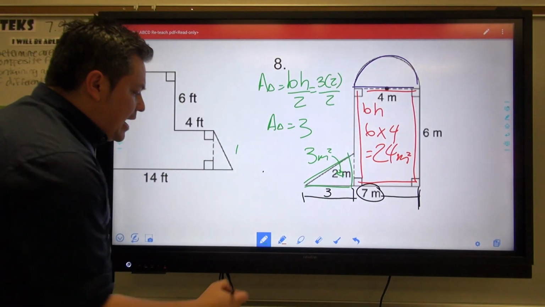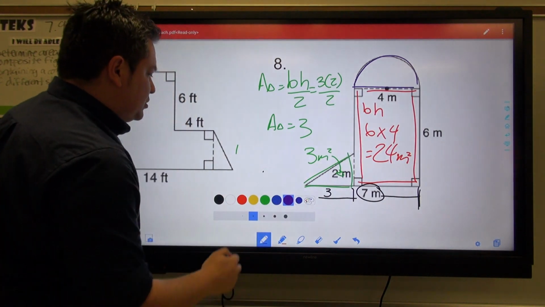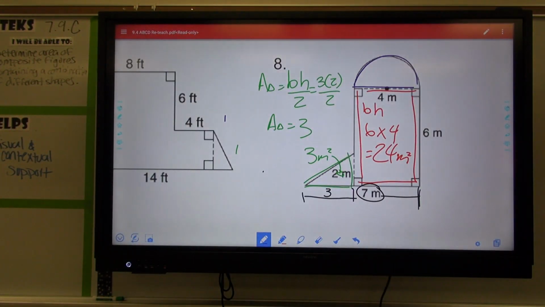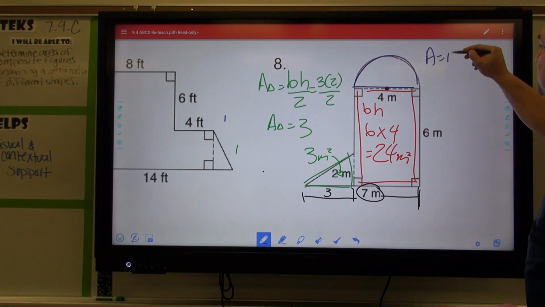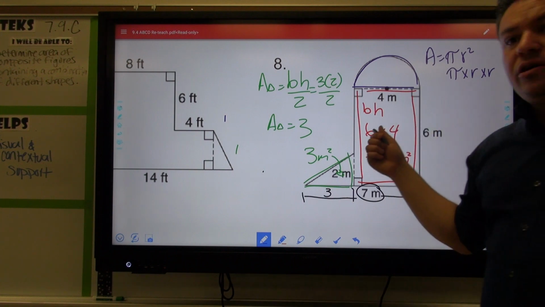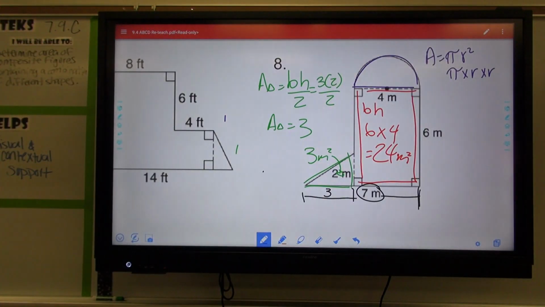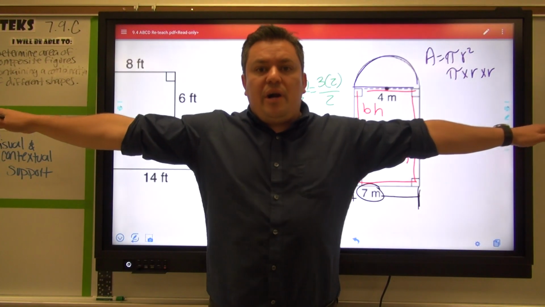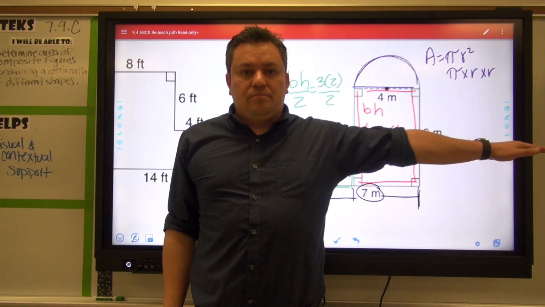Now the last thing that I have is a circle, a semicircle, right? And I have a different formula. A equals pi r squared, but I show you like that, right? Pi times radius times radius. Now if I look at this circle, what is given to me? The diameter or the radius?